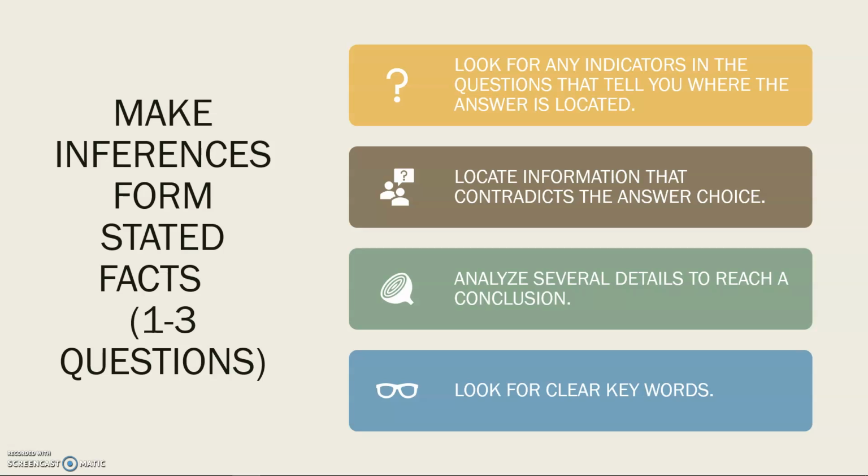The first one, look for any indications in the question that tell you where the answer is located. Then look for information in the passage that contradicts an answer choice and eliminate that answer choice. Remember that for some answers, you may need to analyze several details from the passage to reach a conclusion. And finally, look for clear keywords such as dates, names, and locations to help you skim for information and to eliminate wrong answers.